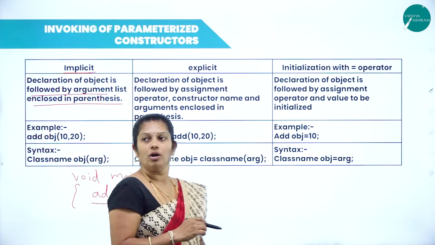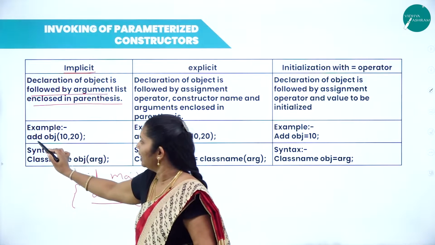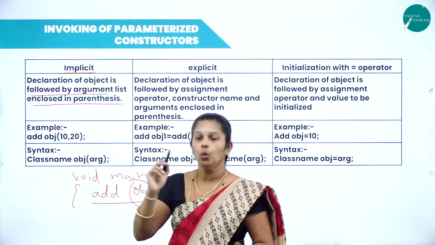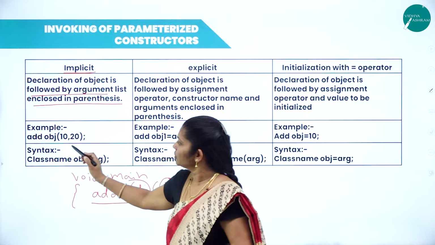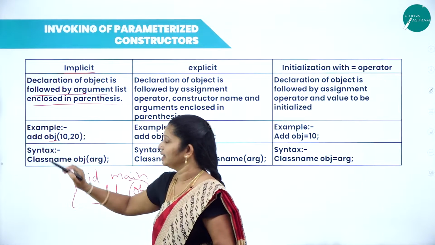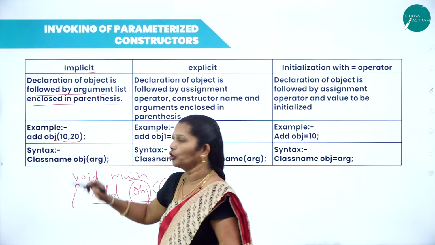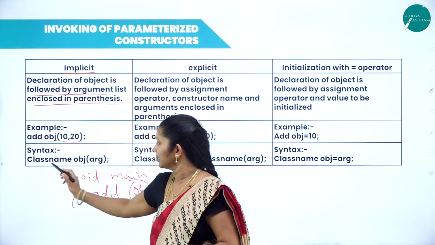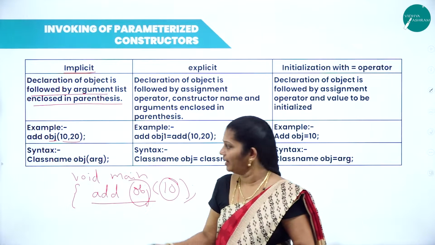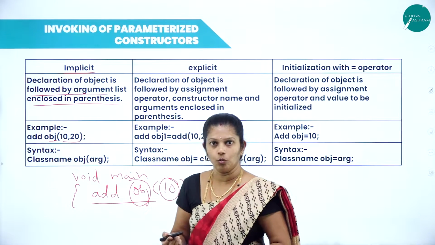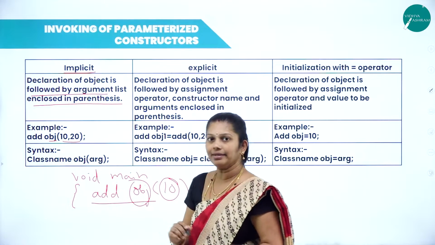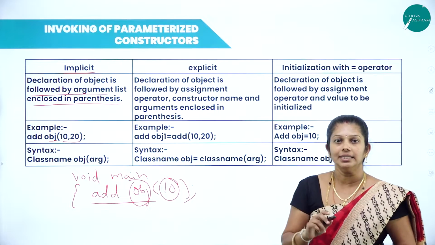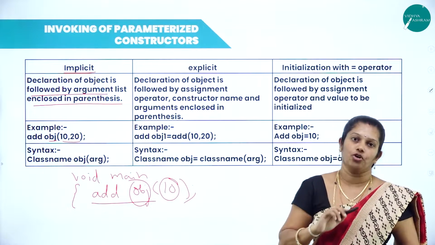In implicit call, we have, for example, add object 10, 20. In this case, if you observe, we have two arguments. That means after creating an object, immediately we have an argument list that is enclosed in a parenthesis. If you observe the syntax, the class name, here the class name we have given is add, then the object, whatever object name you want you can give, then inside the brackets itself you have to mention the argument list, then semicolon. Then it is called an implicit call.